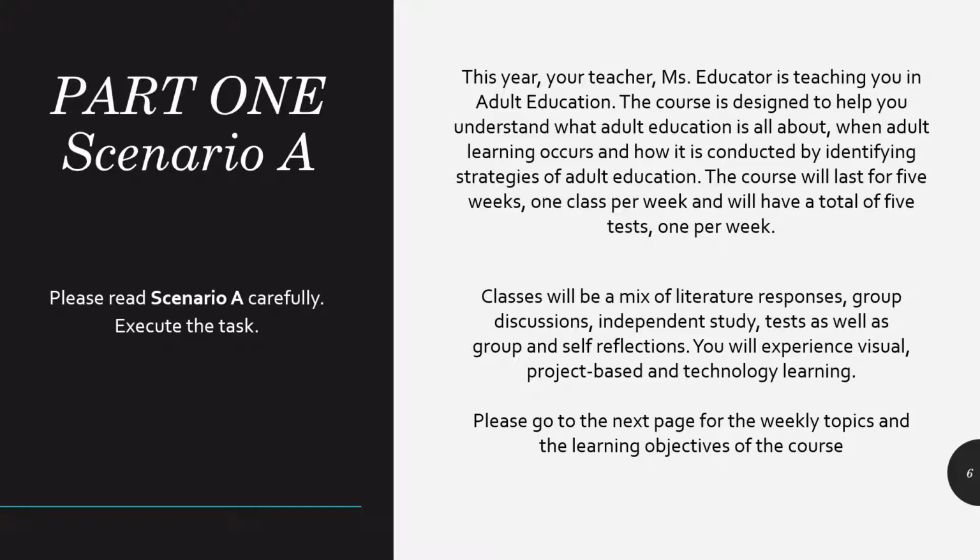Please read Scenario A carefully. Execute the task. This year, your teacher, Miss Educator, is teaching you in adult education. The course is designed to help you understand what adult education is all about, when adult learning occurs, and how it is conducted by identifying strategies of adult education. The course will last for 5 weeks, 1 class per week, and will have a total of 5 tests, 1 per week. Classes will be a mix of literature responses, group discussions, independent study, tests, as well as group and self-reflections. You will experience visual, project-based, and technology learning. Please go to the next page for the weekly topics and the learning objectives outcomes of the course.